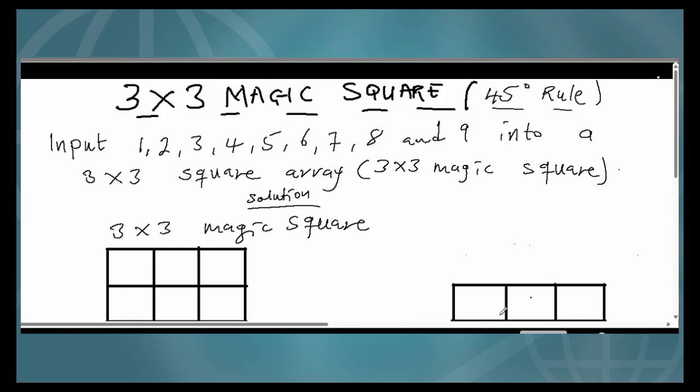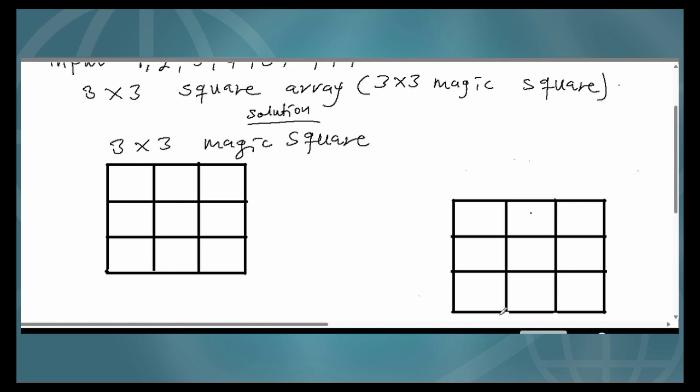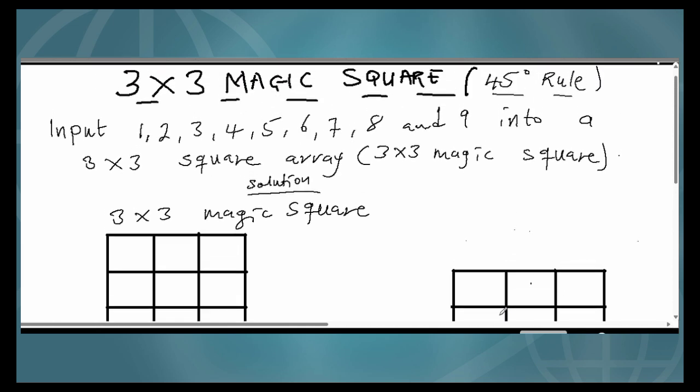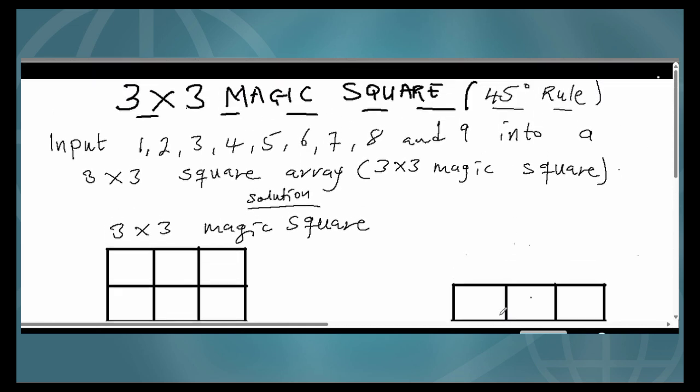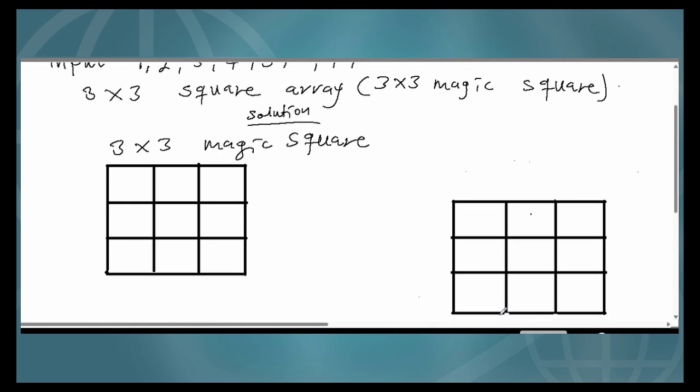3 by 3 magic square. We want to look at how we can use the rule of 45 degrees in filling the entries of a 3 by 3 magic square, or probably the odd magic squares. 3 is odd, right? So the rule of 45 degrees is applicable to the odd magic squares, right?